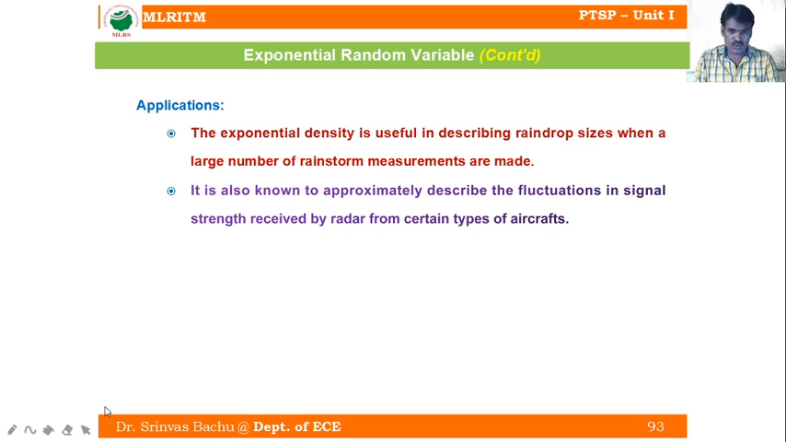It is also known to approximately describe the fluctuations in signal strength. Whenever fluctuations occur in the signal strength received by the radar from certain types of aircraft, those fluctuations can be estimated or described with the help of the exponential.